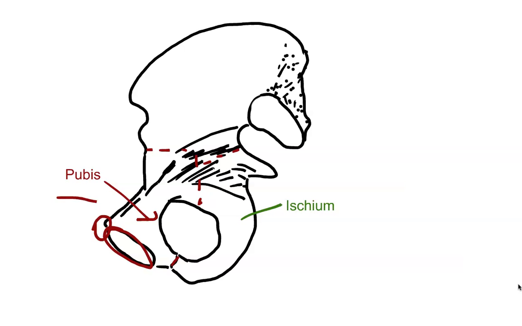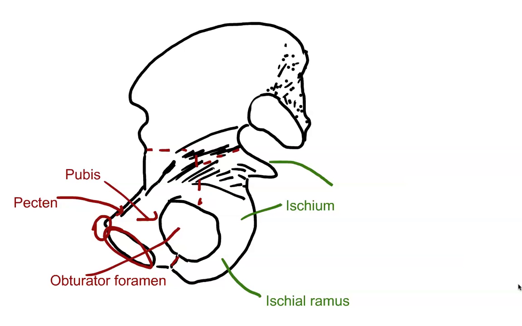Got a line across the top of the ramus called the pecten pubis. Pecten. And this hole here is called the obturator foramen. So if we go to the ischium, the ischial ramus, ischial spine, and lesser and greater sciatic notches.